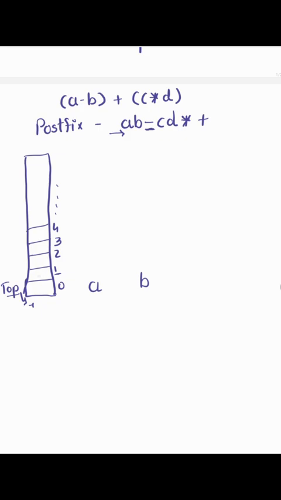The topmost element becomes the right child. After that, the second top element becomes the left child, and whatever the operator is, I need to make it the parent of them. So this is the right child, this is the left child, and I need to push this again at my 0th position. Now my top will point to this 0th position.